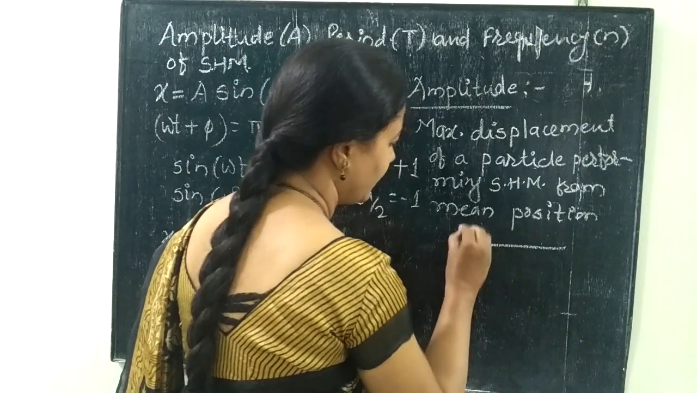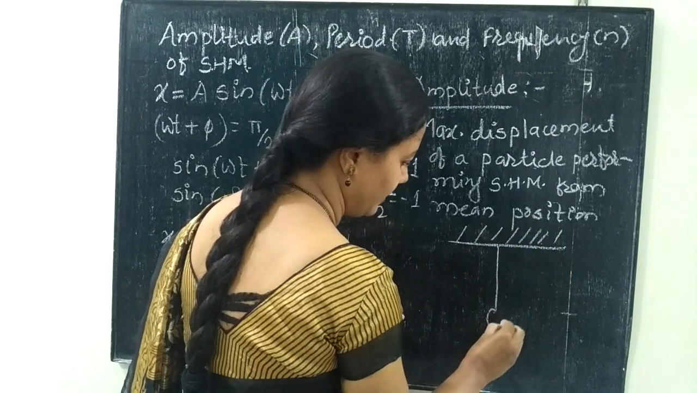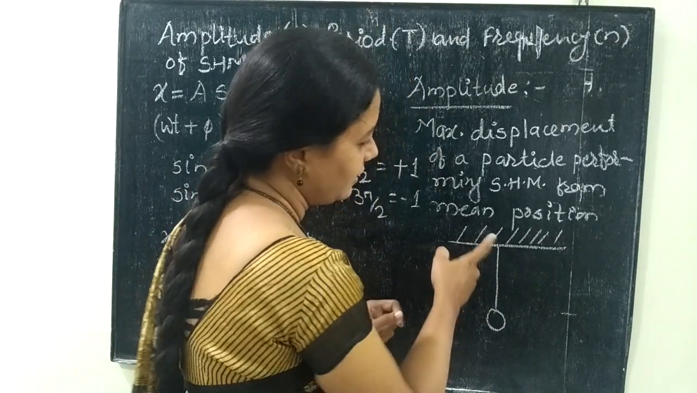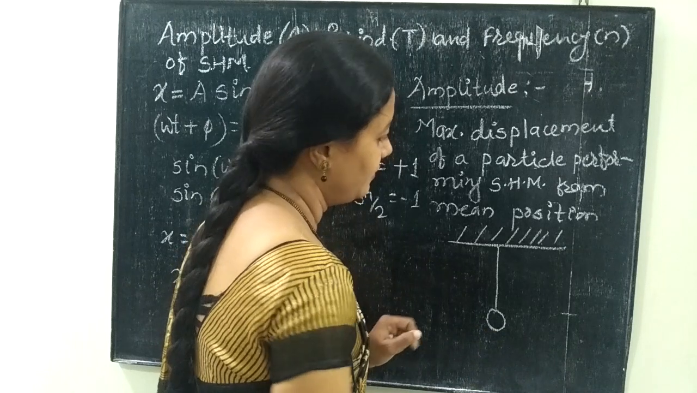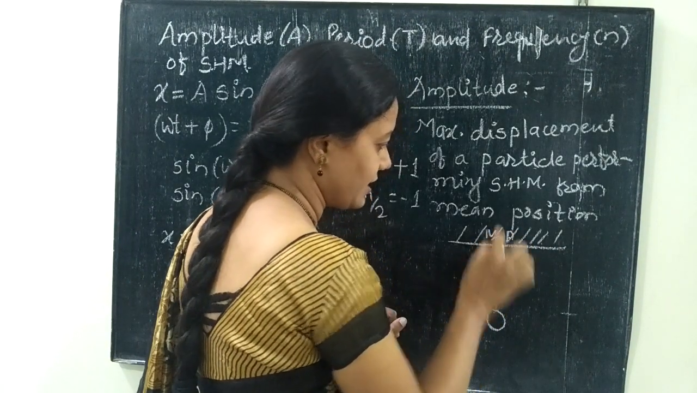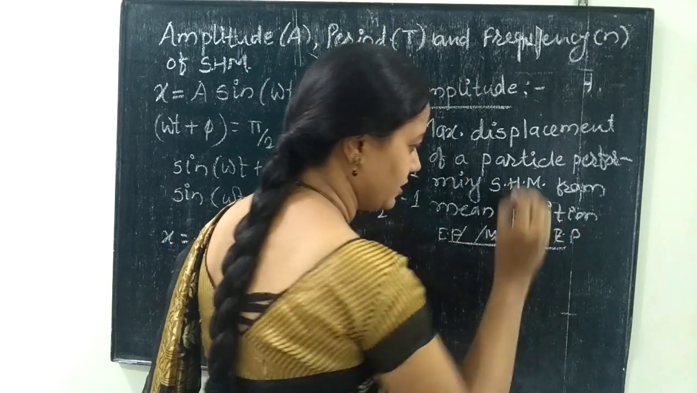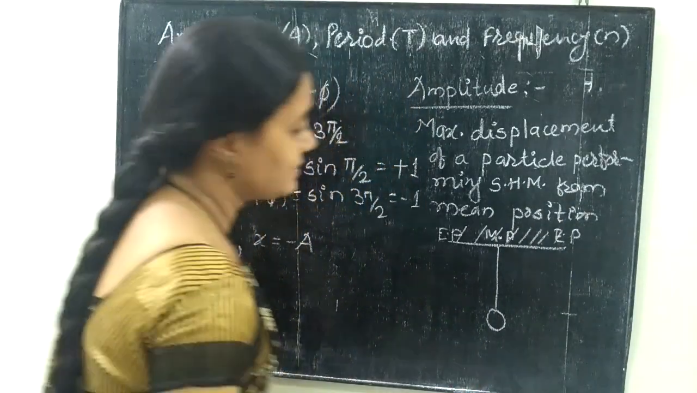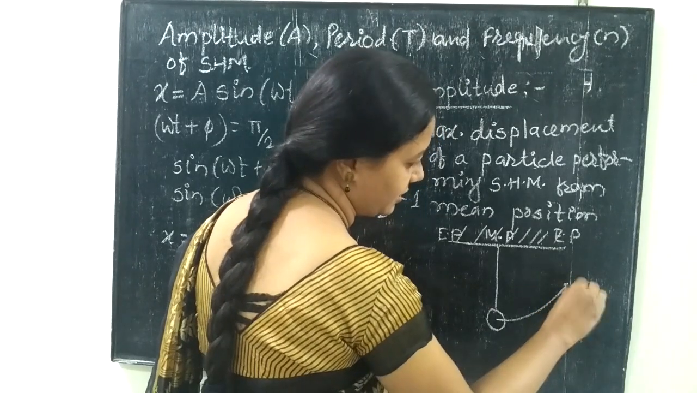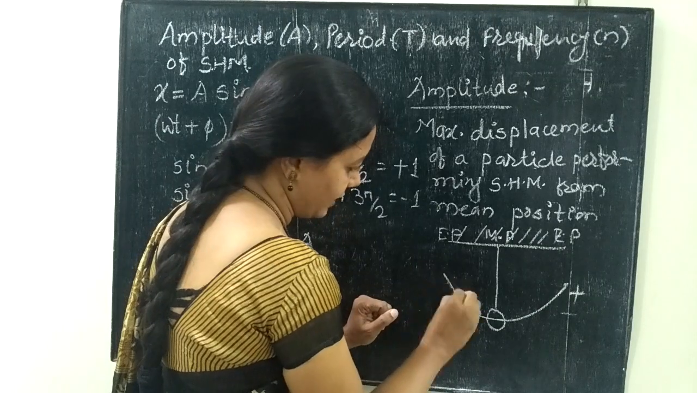For example, suppose this is the rigid support and this is a simple pendulum, that is, a bob tied to a string. One end of the string is attached to the rigid support and at the other end the bob is attached. This is the mean position, and these two are the extreme positions. When the bob is in motion, it comes from the mean position to this extreme position. Suppose this is the positive extreme, and again it comes to the negative extreme position.